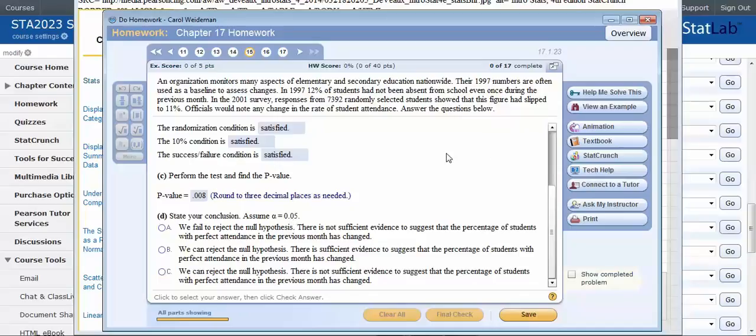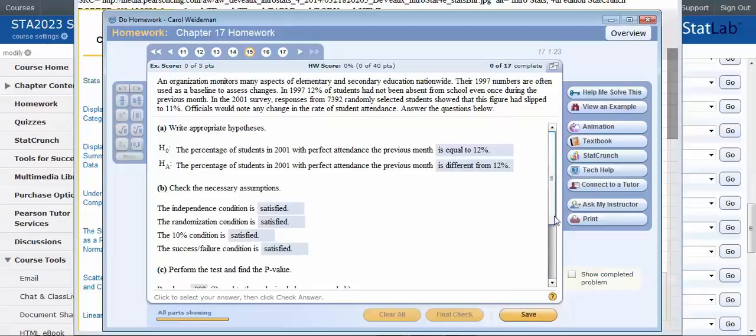But the StatCrunch option is just a whole lot easier. You need to have for the proportions, though, the successes, which may be given in the problem, or you may have to calculate like I just did. You need your hypotheses, which we have written up here, and then you just go ahead and hit compute.